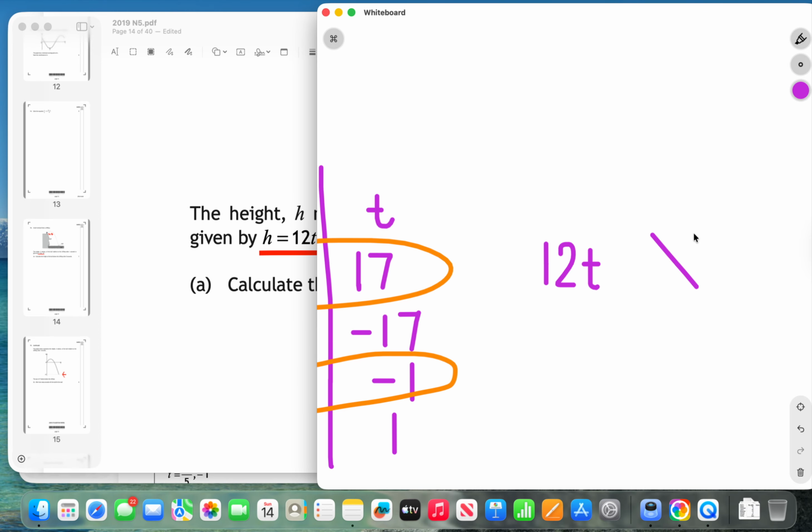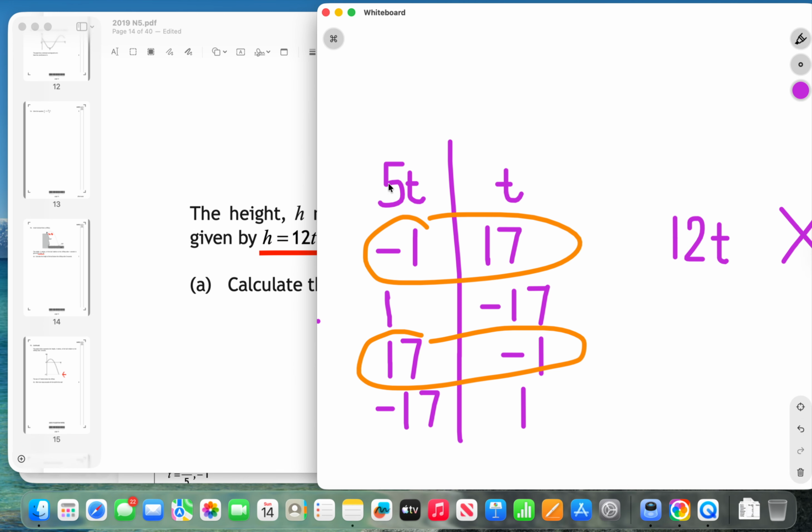So 5t times minus 1 is minus 5t. T times 17 is 17t. 17t minus 5t is 12t, which is not minus 12t. So it can't be those.